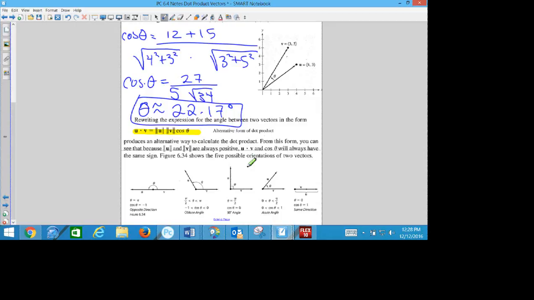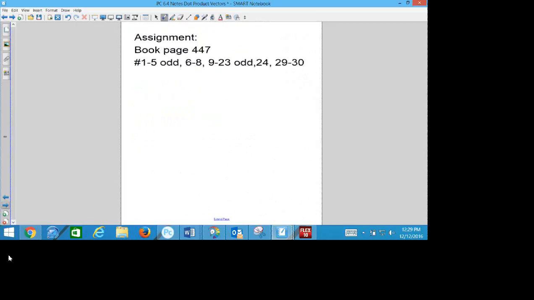And then down here, there are 5 different representations of the angles in between. So you know what it would look like. If it was the same direction, the angle would be 0. We've got an acute angle, a 90-degree angle, and an obtuse angle, and then if they were opposite directions, the angle in between would be 1. And that's just all for you to assist you in doing your assignment, which is in the book. Do the rest of the class work.